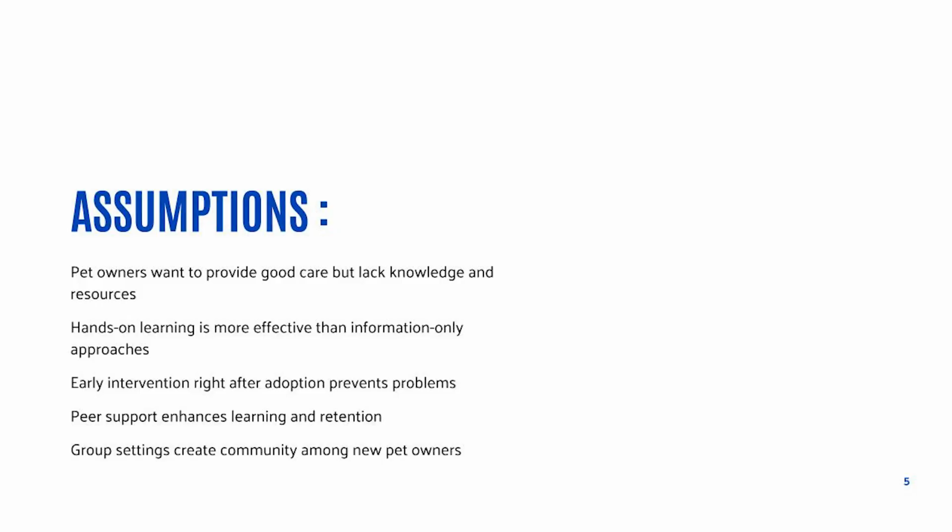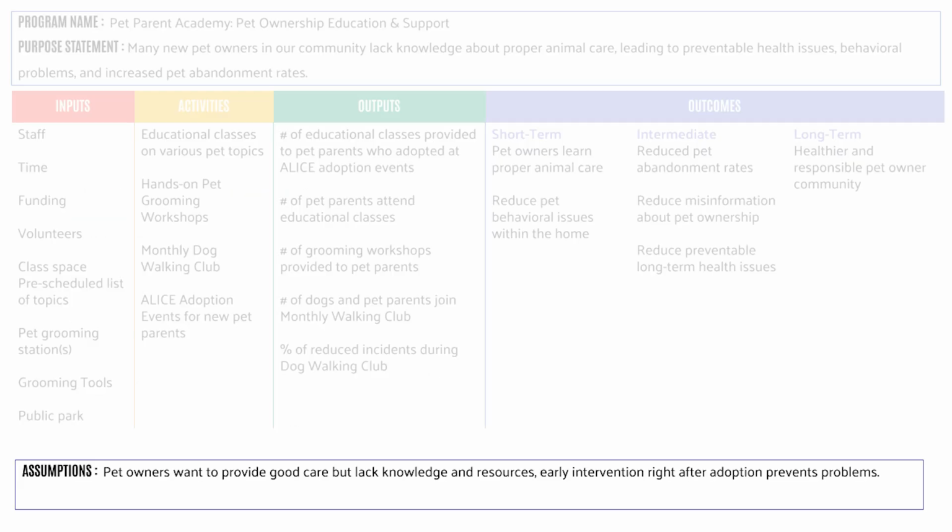Let's look at some assumptions for Alice's Responsible Pet Ownership Program. Pet owners want to provide good care, but lack knowledge and resources. Hands-on learning is more effective than information-only approaches. Early intervention right after adoption prevents problems. Peer support enhances learning and retention. Or group settings create community amongst new pet owners. Notice how these assumptions support every part of our logic model, from why our activities will work to why participants will engage. When you identify assumptions, you're making your program's logic model explicit and testable.